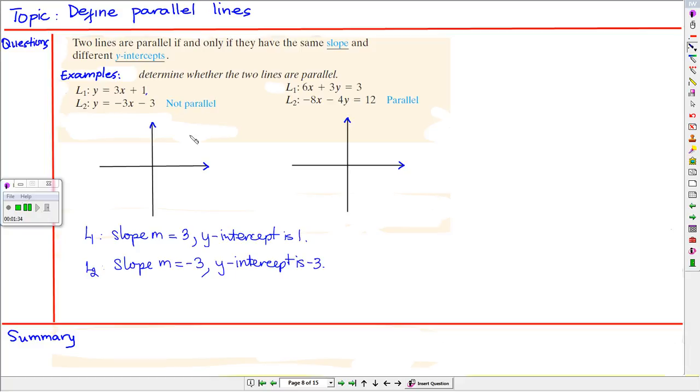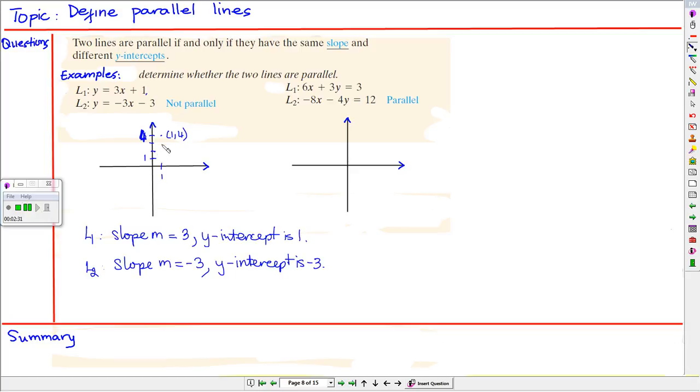And also we can graph it too. So let's go and graph line number 1. Here we can see that the slope is 3 and the y-intercept is 1. We start with the y-intercept at 1, and the slope is 3, which means you go up by 3: 1, 2, 3, so it becomes 4. Then you go to the right by 1. So now you end up with the point 1, 4.